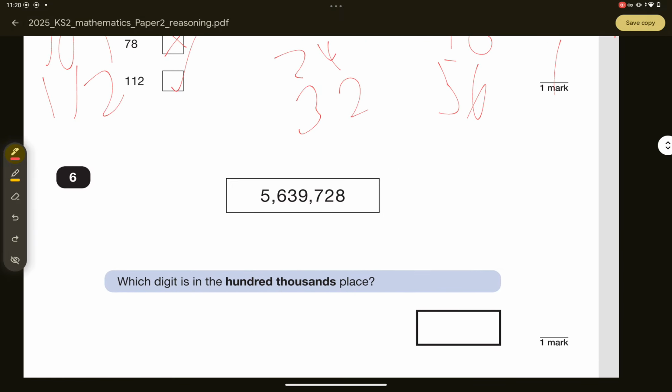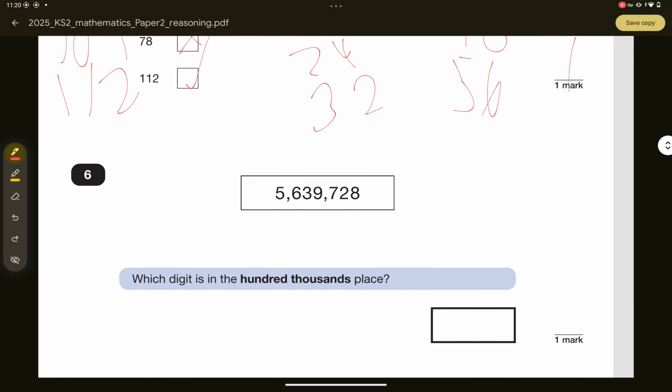Okay, so question 6. Which digit is in the 100,000s place? So you need to know your place value. Million, hundred thousands, this is the 100,000, by the way. This is, hang on.